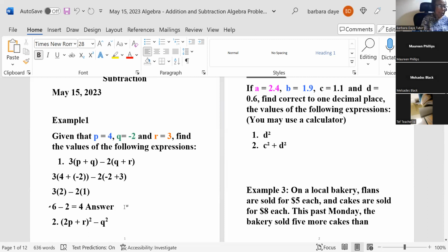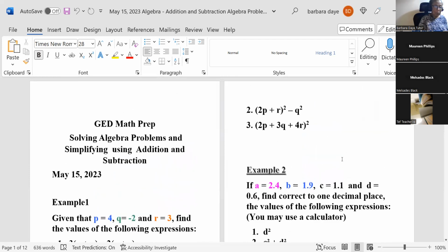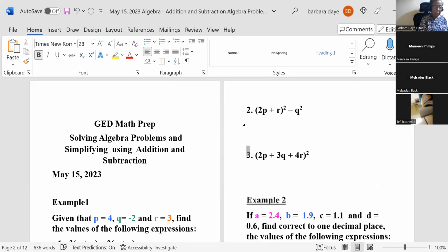Same substitution. P is 4 and R is 3. So do number 2. Tell me what you get. Use the same substitution. P is 4, R is 3, and Q is -2. Sorry. So do your substitution.